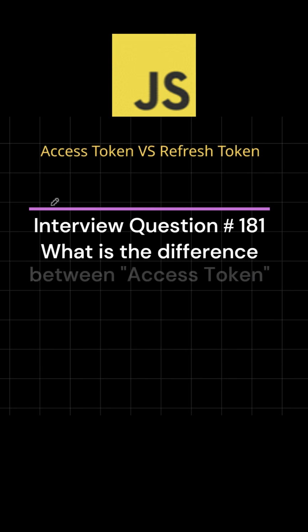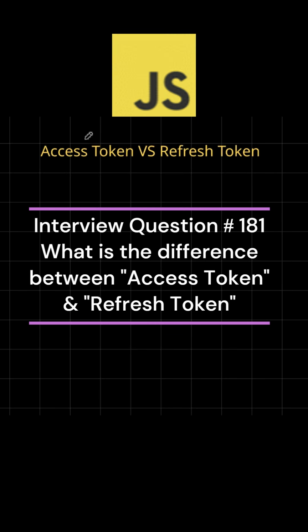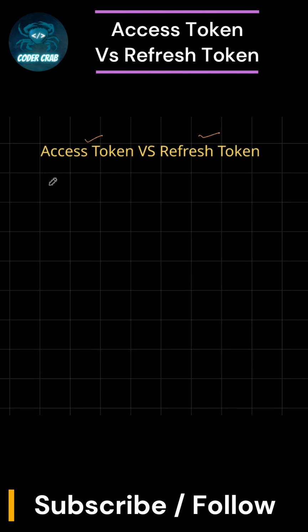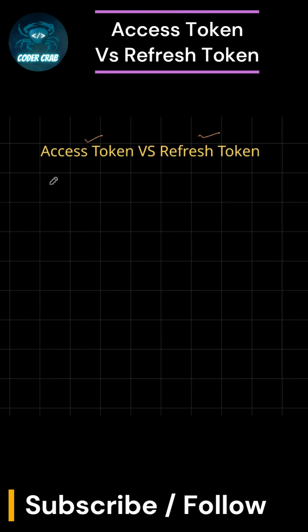So you may face this question in your next interview. What is the difference between access token and refresh token? Access token is having less span of time. That means it expires in 15 to 20 minutes or 30 minutes. And a refresh token will have longer time, like it can be 12 hours, 24 hours, 6 hours, according to your setup.